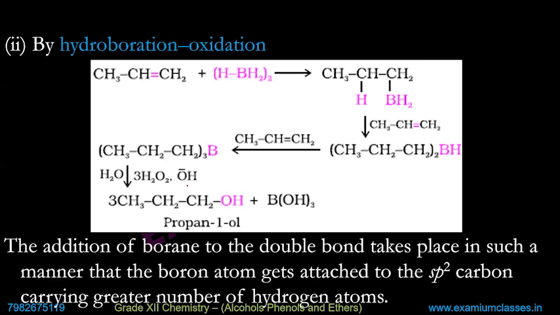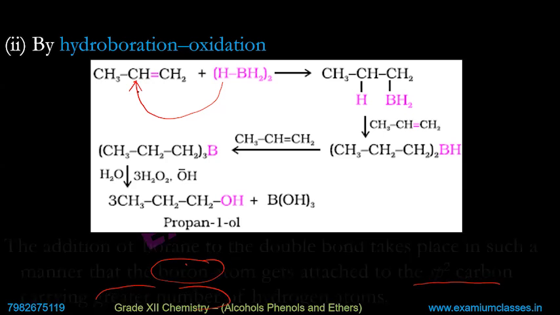So this is the same thing written, that the boron atom gets attached to the sp2 carbon atom carrying the greater number of hydrogen atoms, or you say hydrogen gets attached to that carbon which has less number of hydrogens. A better way is to understand how I explain it: boron is slightly more electropositive than hydrogen. That's why hydrogen is slightly more electronegative as compared to boron, hence gets attached to the carbon with less number of hydrogen atoms.